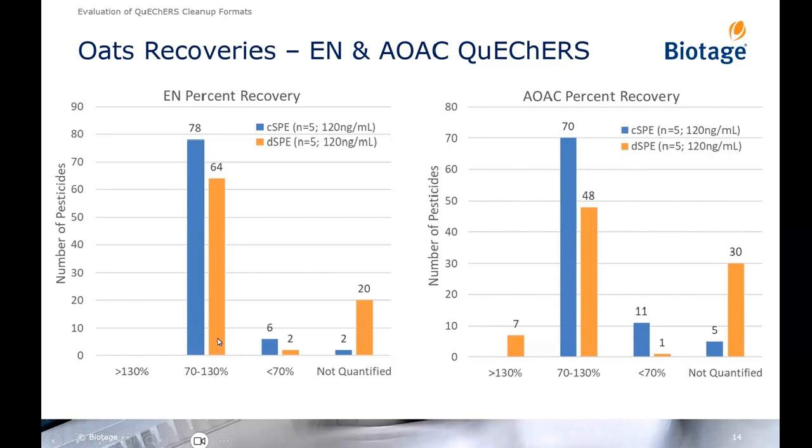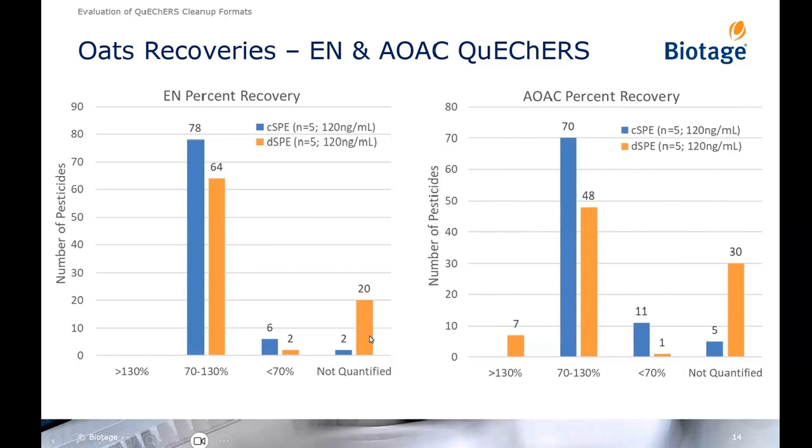And you can see most of the CSPE analytes fall within that range, as well as for the dSPE. From there, less than 70% recovery, which isn't as good, but at least it's quantifiable. You can see where the results lie for that. And then what's glaring is the pesticides, the analytes of interest, that aren't quantified.